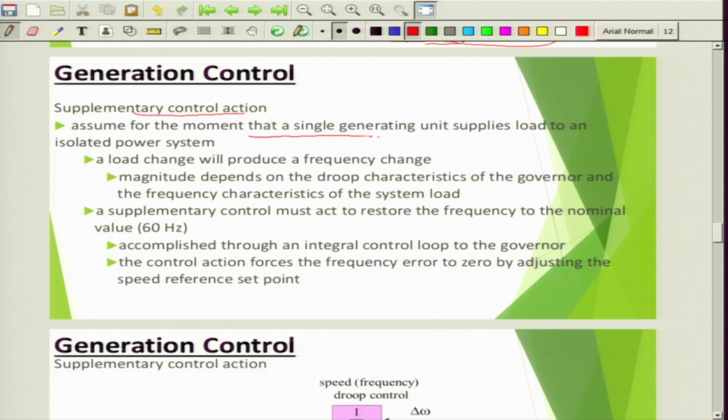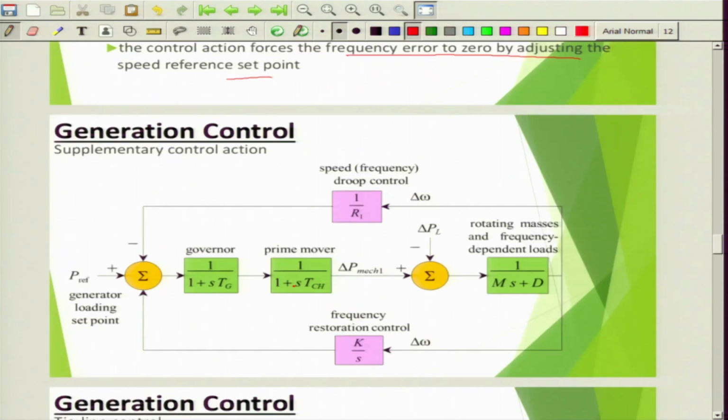Assume for the moment that a single generating unit supplies load to an isolated power system, for example the isochronous generator we discussed in the initial class. A load change will produce a frequency change, right? The magnitude depends on the droop characteristics of the governor and the frequency characteristics of the system load. Now a supplementary control must act to restore the frequency to the nominal value of 60 Hz, accomplished through an integral control loop to the governor. Ultimately you need an integral controller to get zero steady state error. The control action forces the frequency error to 0 by adjusting the speed reference set point. The governor set points need to be adjusted.